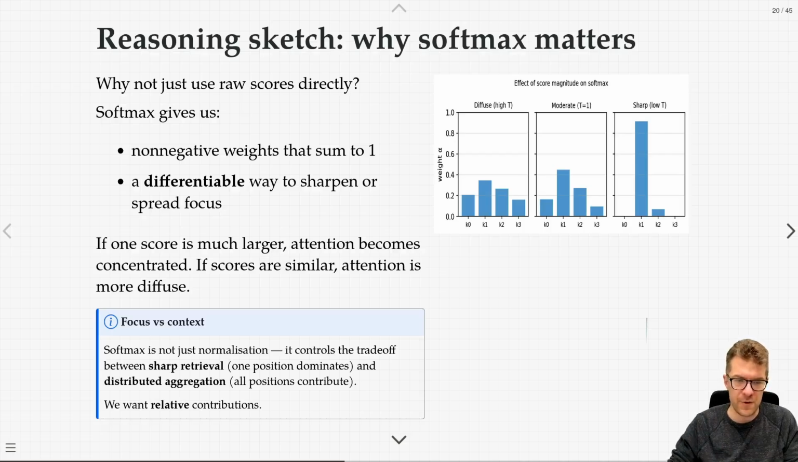If we don't have softmax, then things will be unnormalized, and we might end up with a situation that resembles gradient explosions and that sort of thing. If one softmax score is much larger, then attention will become concentrated. If scores are more similar, attention is spread out. That's the example of the right and leftmost visualizations over here.